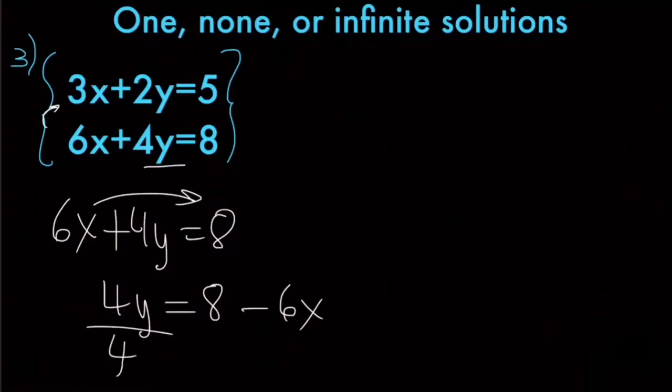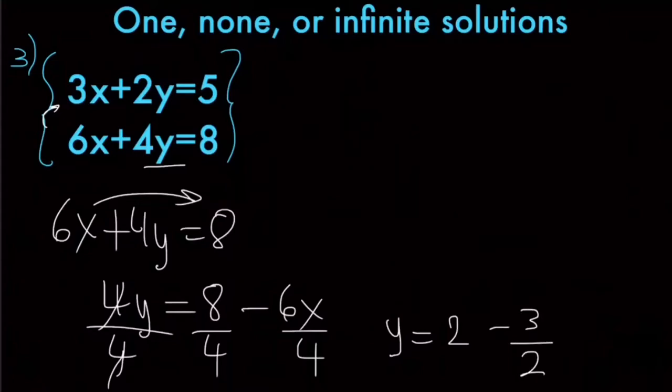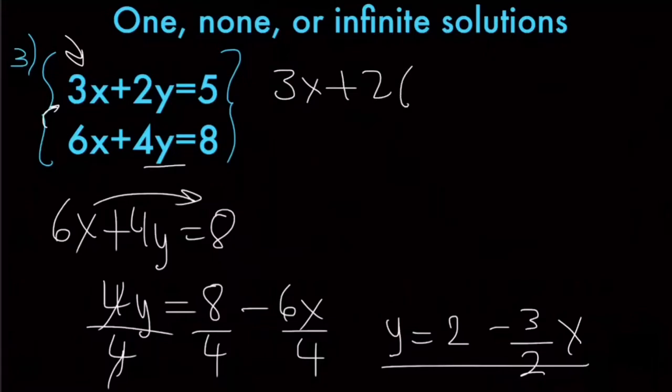Now we're going to try to get y alone, so divide by 4 everywhere, making y equal to 8 divided by 4, that's 2, minus 6 over 4, that's 3 over 2x. So here is the solution for y. Now we're going to substitute this equation into the second one. So 3x plus 2y. Here we have the value of y, so we're just going to put in 2 minus 3 over 2x equal to 5, based on this, right?